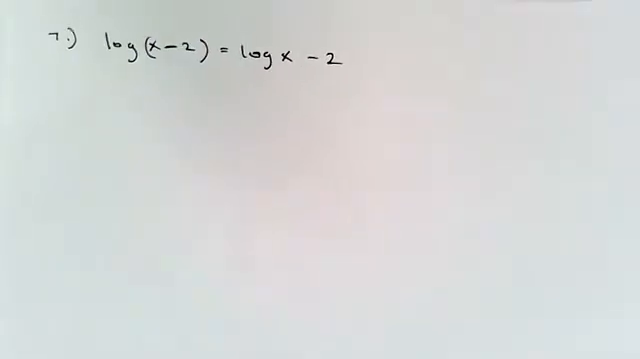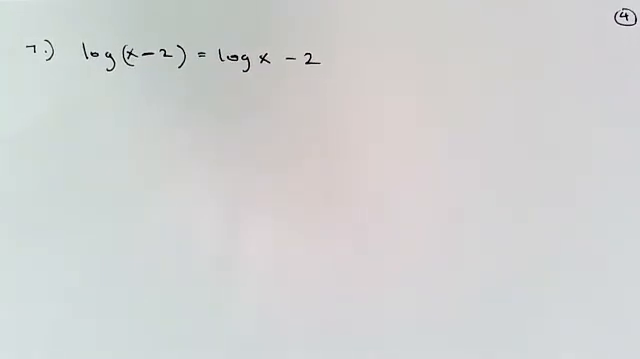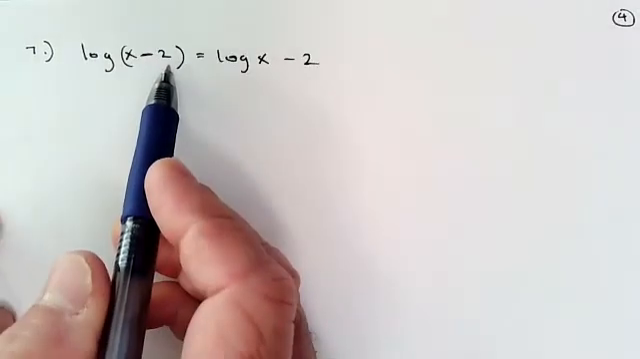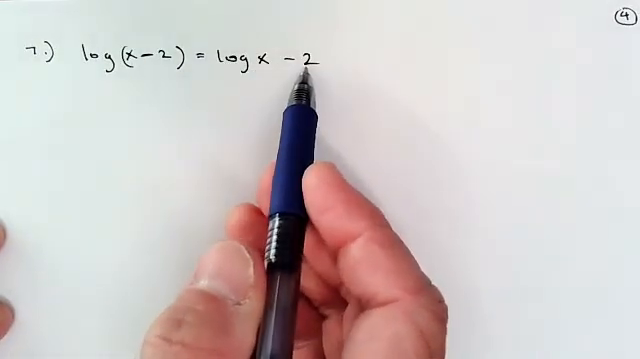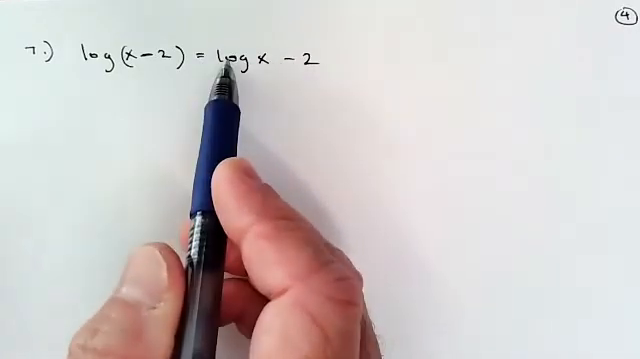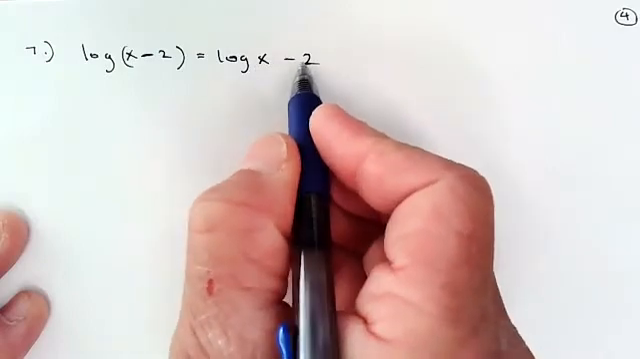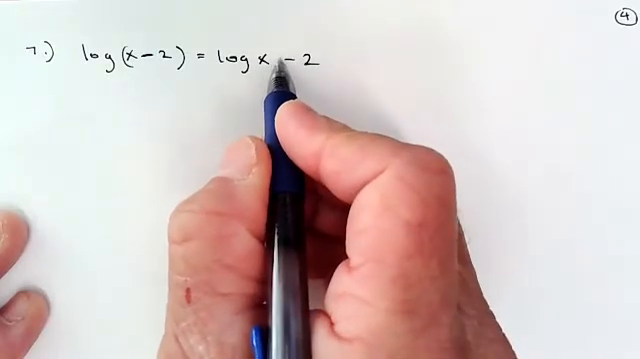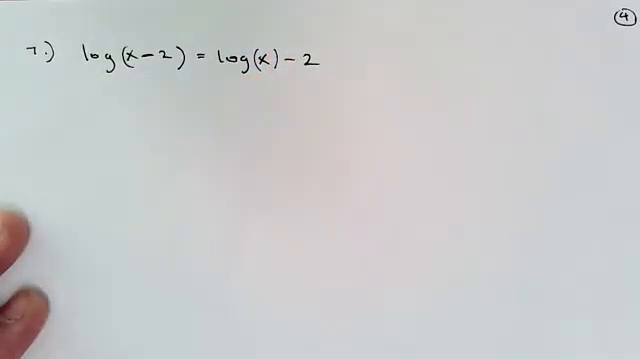Got two more problems here. Next one is log of (x minus 2) equals the log of x minus 2. I like this problem because it reminds you parentheses are really important. If I don't see parentheses here, I have to assume this -2 is separate from this x. In other words, it looks like this, right? That's a separate thing here.